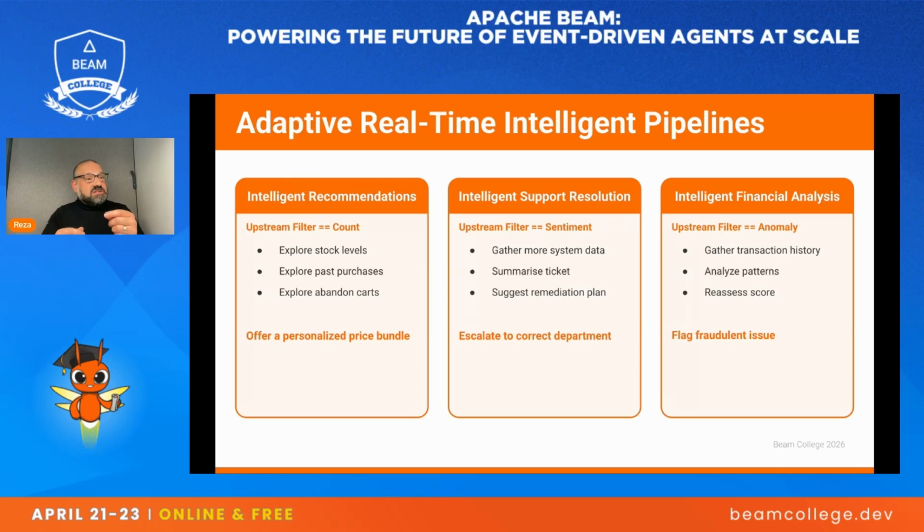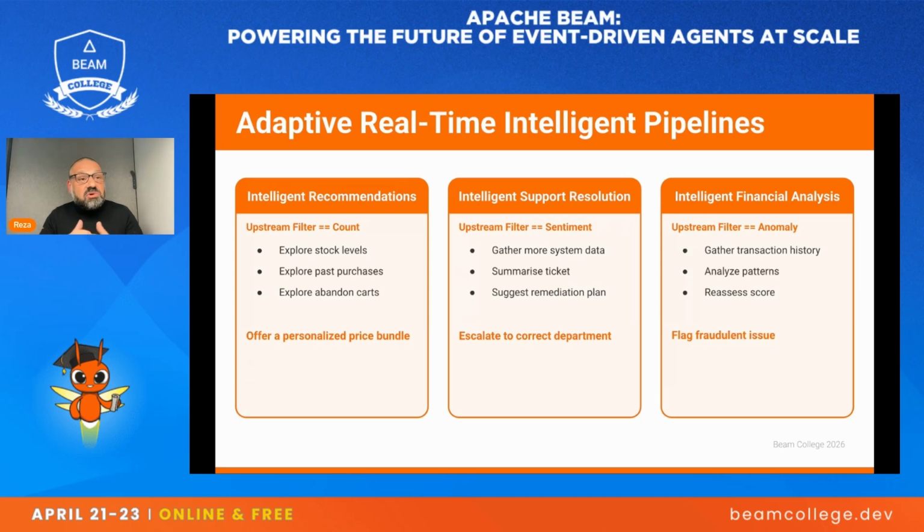It may be that at this point your filter is, if count is bigger than 10, send to the agent, and then the agent may do things like explore stock levels, look at past purchases, maybe Reza's interest in mountain bikes or camping, look at the abandoned carts, and then perhaps put together a personalized price bundle ready for Reza to see, if now I would like to purchase that item.